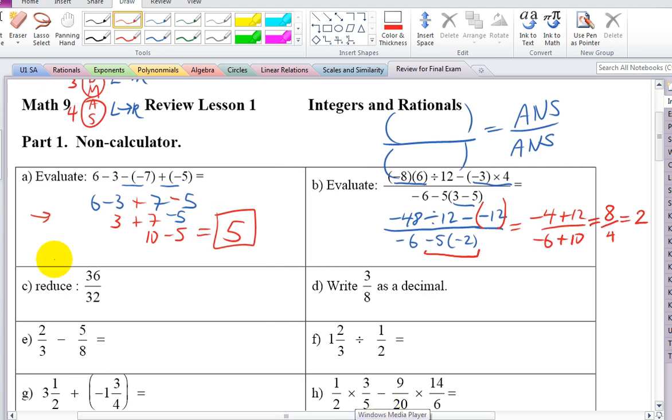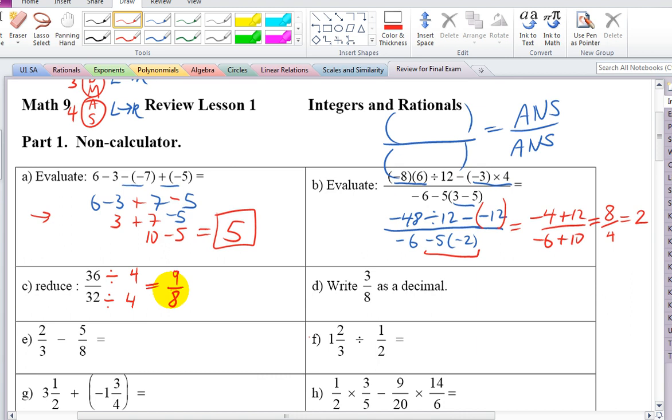Next one, reduce to lowest terms. So I'm not going to get you to reduce because I know you can use your calculator. I'm going to say, what number would you use? So you got to think a little bit. And the number is 4. Not high enough. 8. Nope, won't work. Actually, 4 is high enough. Divide them both by 4, we can get 9 over 8. That would be lowest terms.